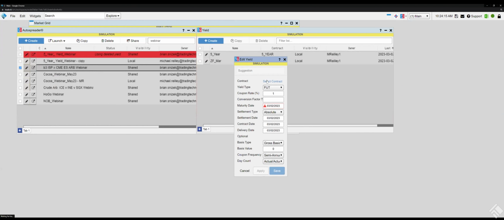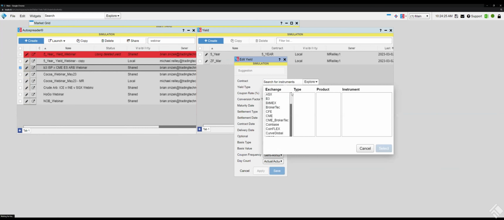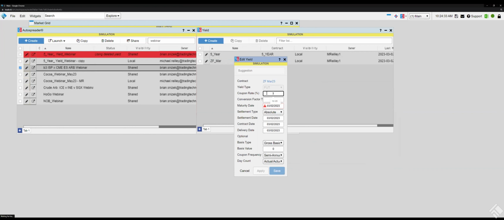And from here, we need to determine what are the details that we want to input and then calculate our interest rate based on. So if we go to contract, we're going to go to Explore, CME, Future, ZF for 5-year, select the March contract, and then we would go through and populate all the various fields based on what the exchange is providing. Now, as you probably noticed, there are quite a few fields here, and these values do come from the exchange itself.